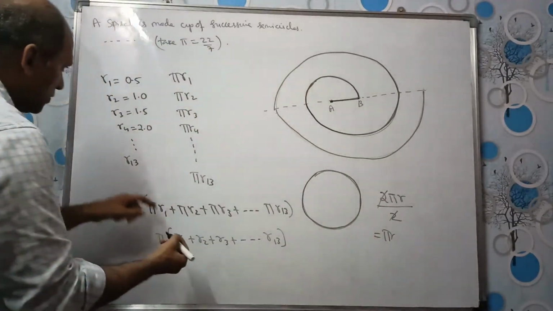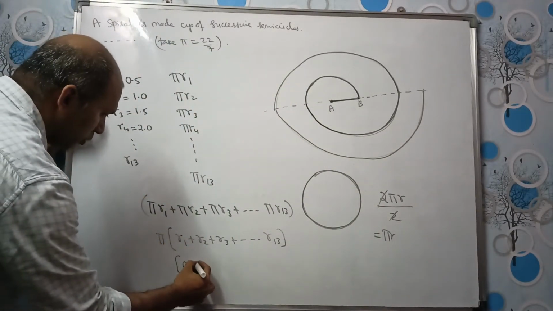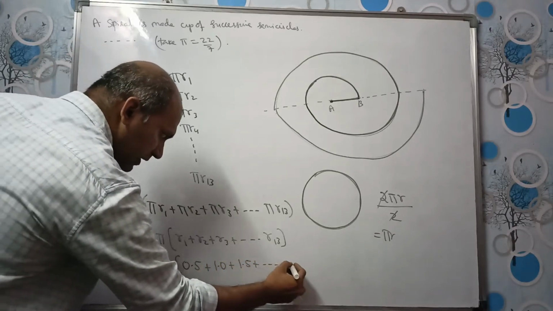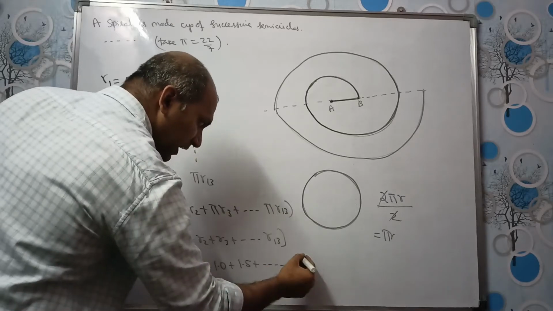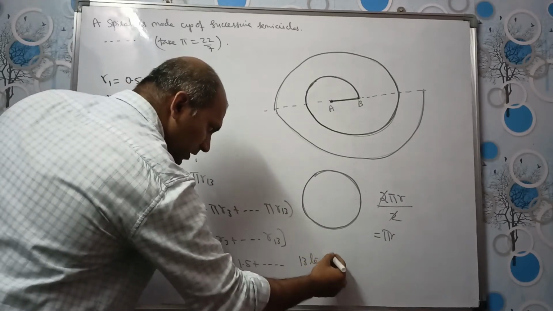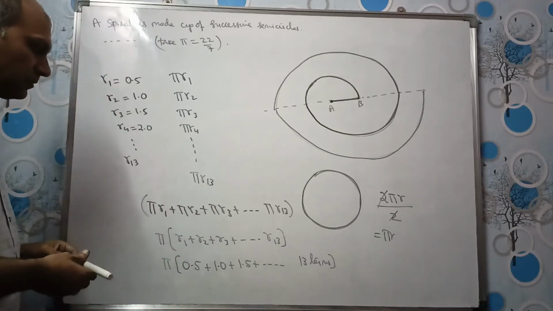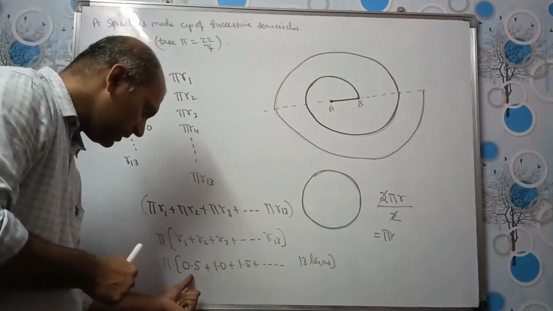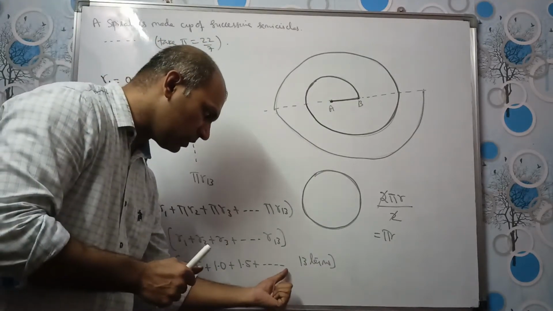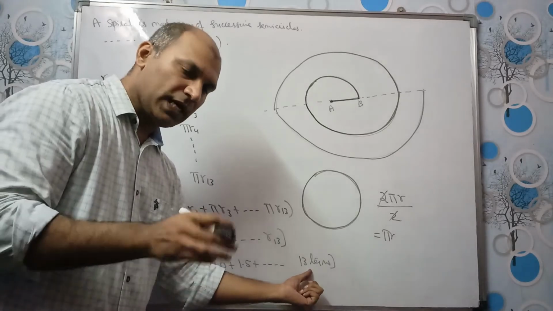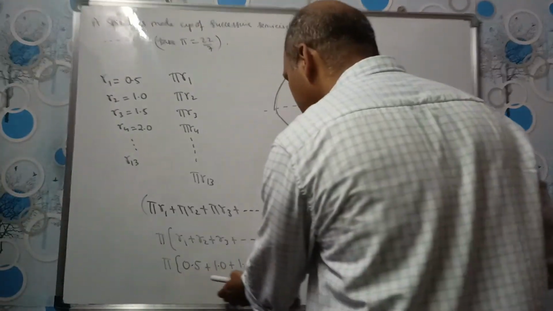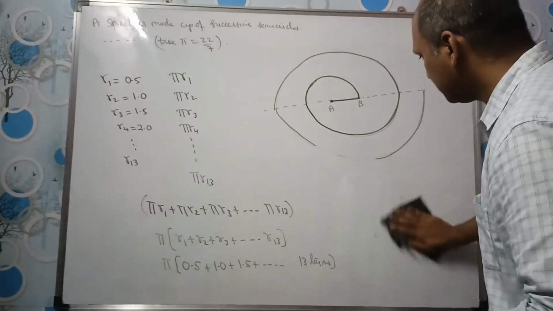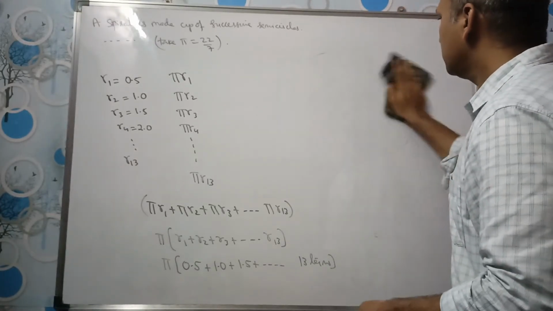Okay, what are the values of the radii? 0.5 here, 1.0, 1.5, 2.0 and so on up to 13 terms. So here we have pi. If we can find the sum of 13 terms here, the first term, second term, third term, and so on, and substitute it here, we'll get the total sum, right? We'll get the answer. Alright.